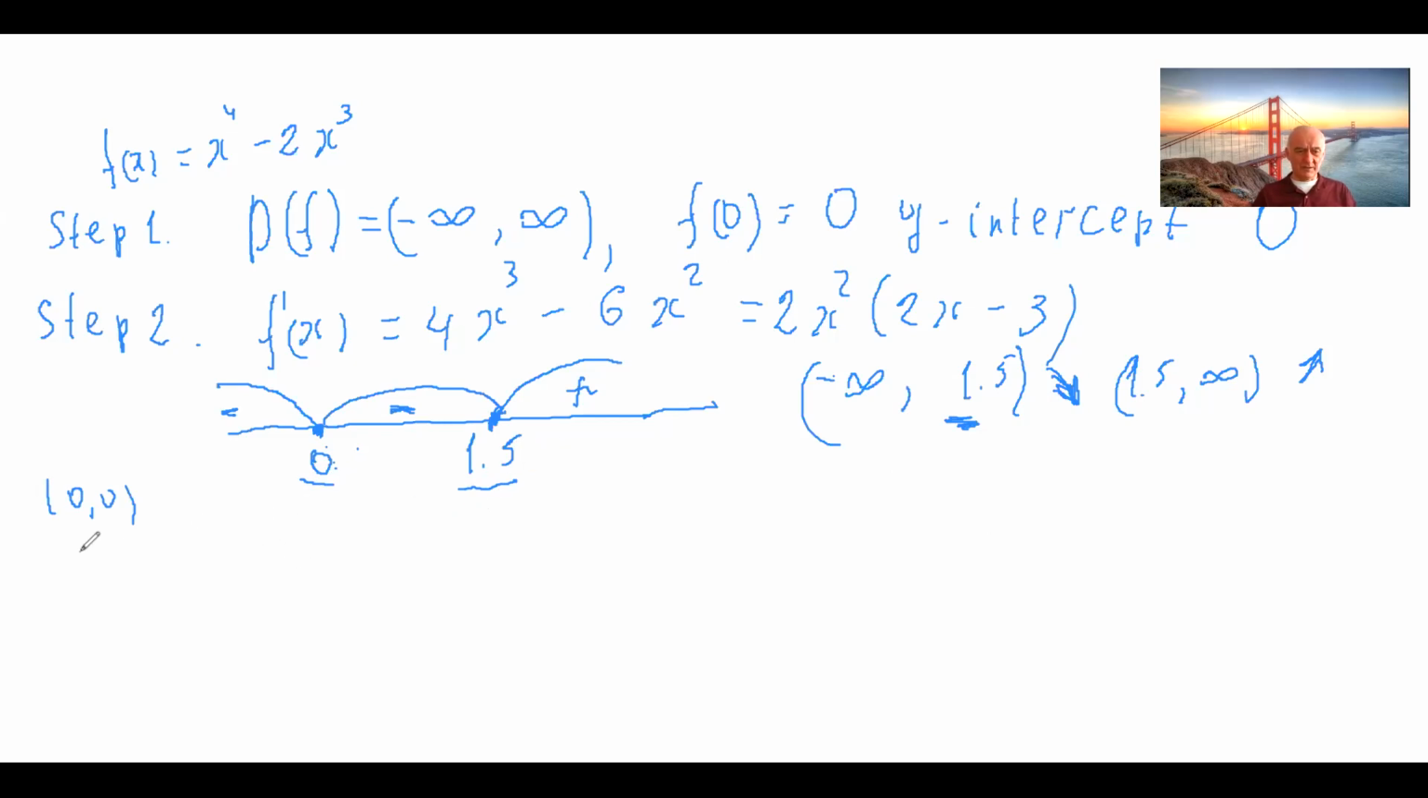To find this point, we should put 1.5 into the original function, f of 1.5. Can you help me, please? You can use a calculator. However, I recommend factoring out x cubed here, and in the parentheses we have x minus 2.